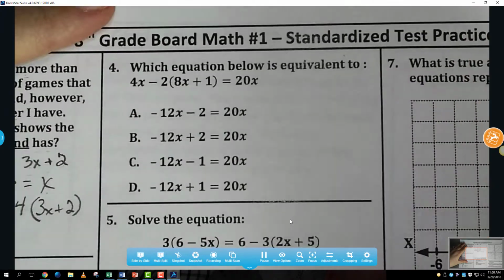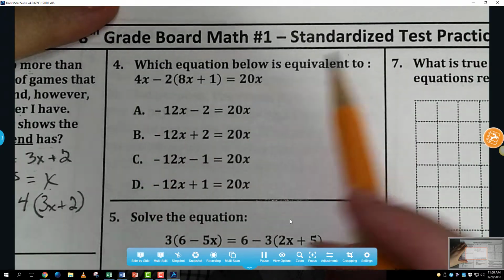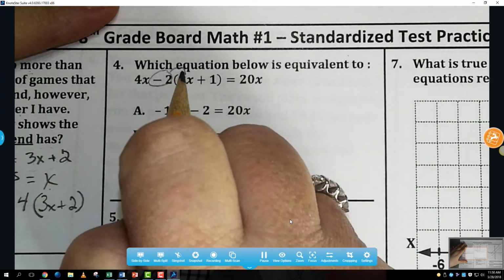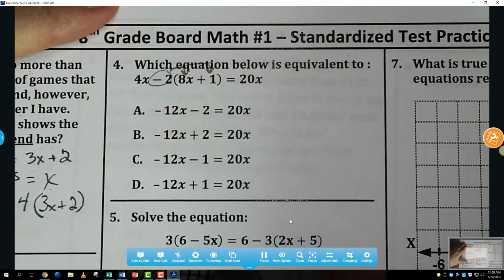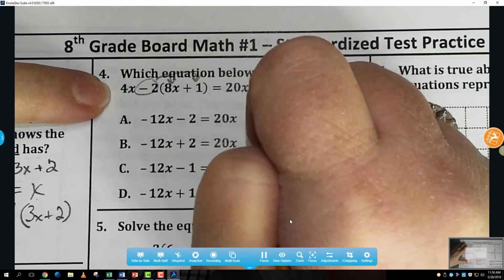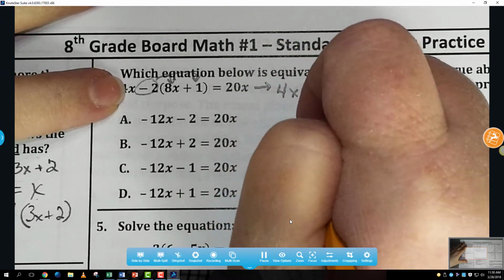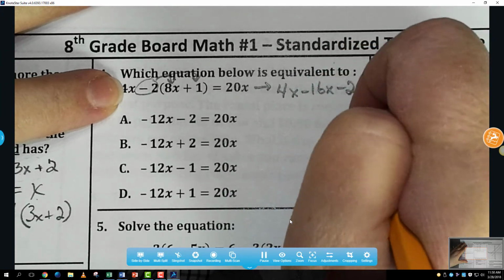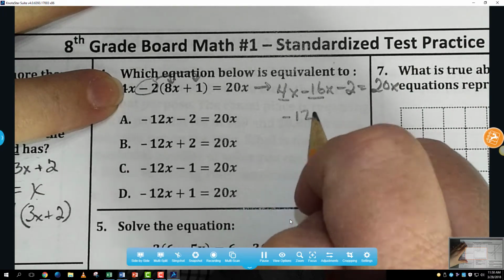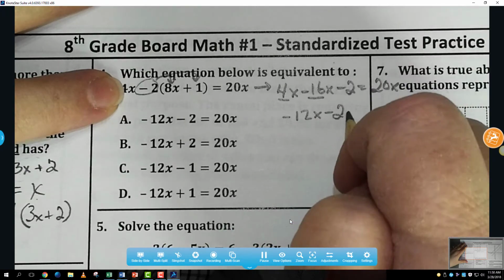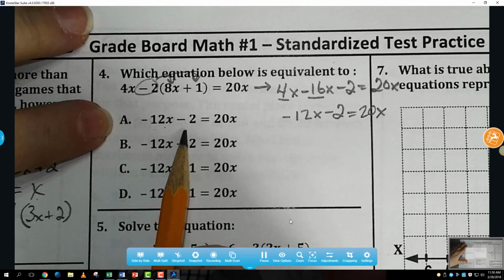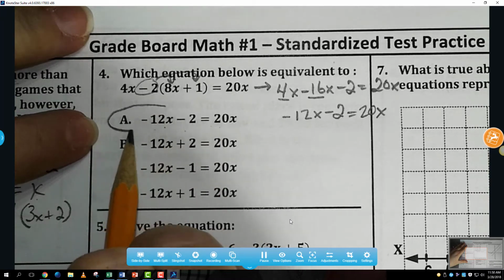Number 4, which of the following is equivalent to this? If I go through and simplify this, I'm going to have to take the negative 2 and distribute it, and then combine like terms. So when I distribute, I'm going to get 4x minus 16x minus 2 equals 20x. When I combine like terms, I'm going to have negative 12x minus 2 equals 20x. That is A.